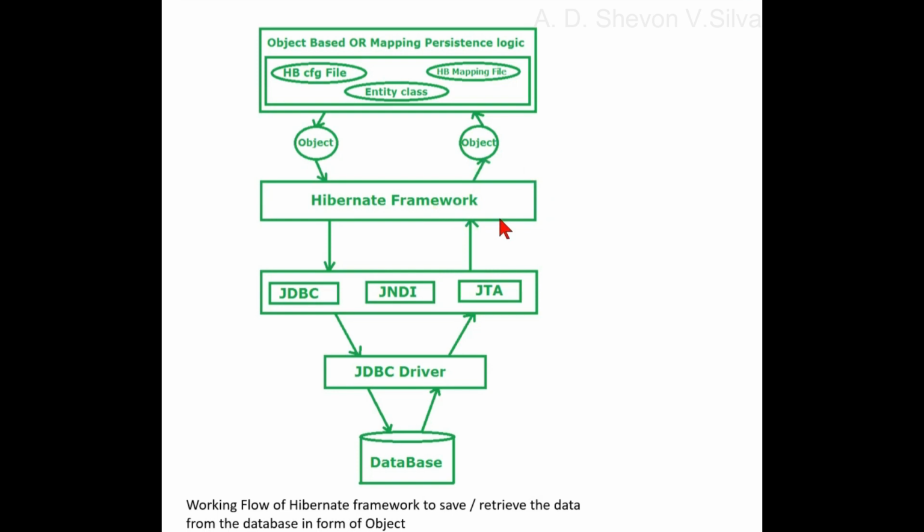Hibernate framework interacts with JDBC, JNDI, JTA. JDBC, JNDI, JTA interact with JDBC driver. JDBC driver interacts with database. Here object based OR mapping persistent logic is connected to object. Object is connected to Hibernate framework. Hibernate framework is connected to JDBC, JNDI, or JTA. Those are connected to JDBC driver.